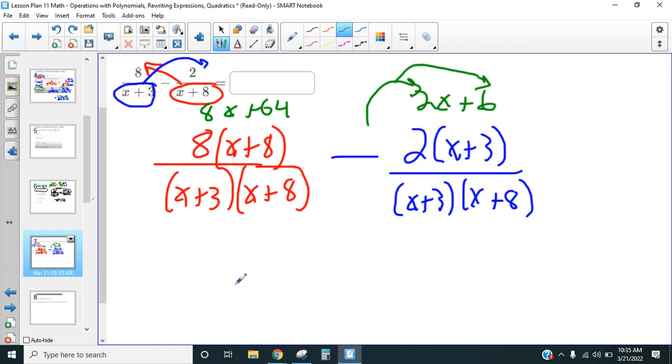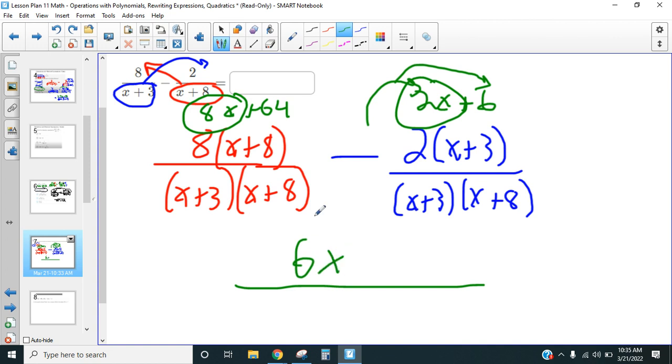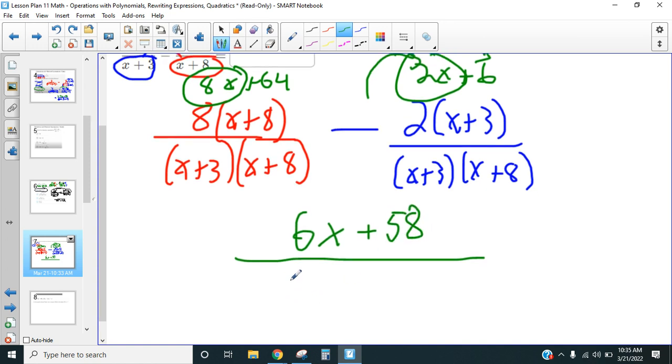So the top of this thing becomes 8x with negative 2x. And 64 minus 6, 58. The bottom stays the same.